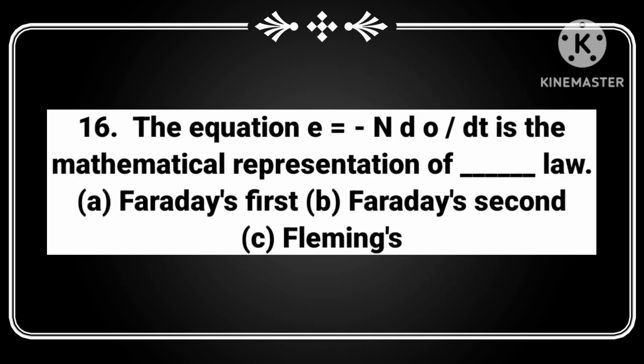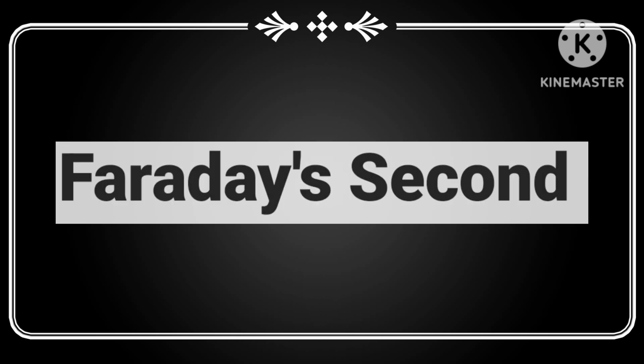The equation E equal to minus N dφ by dt is the mathematical representation of dash law. A. Faraday's first, B. Faraday's second, C. Fleming's. And the correct answer is Faraday's second.